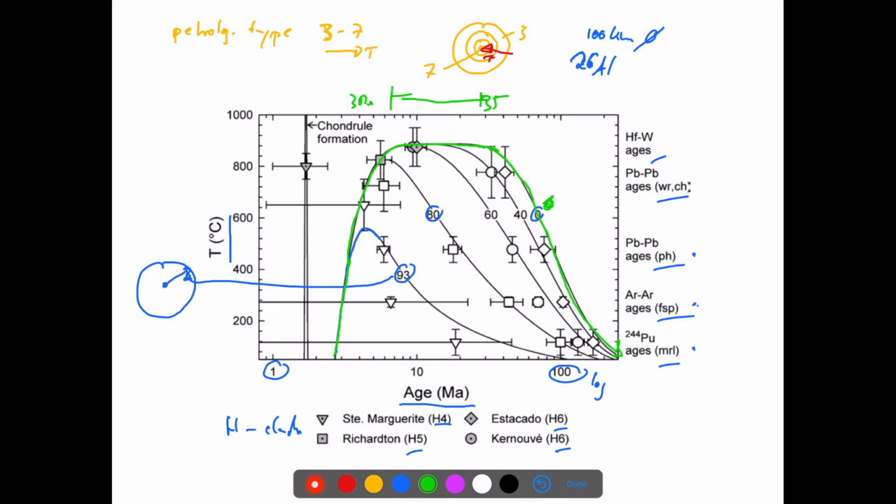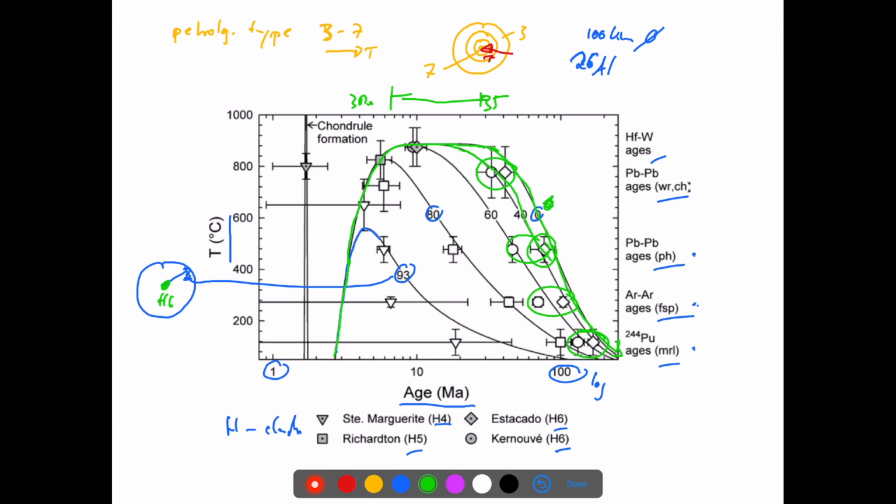Now the H6 chondrites, so of a high petrologic type, they plot along the lines that are close to the core here. So these are all the data from H6 chondrites here. They plot either very much at the core or close to the core, 40 kilometers distance from the core. So the H6 are sort of here.